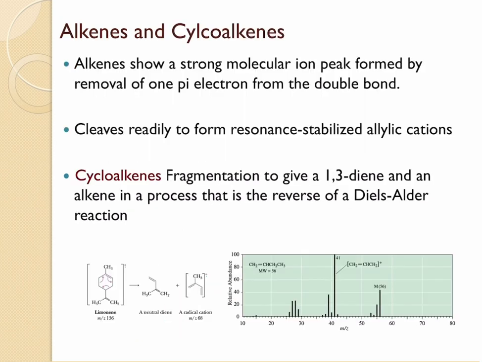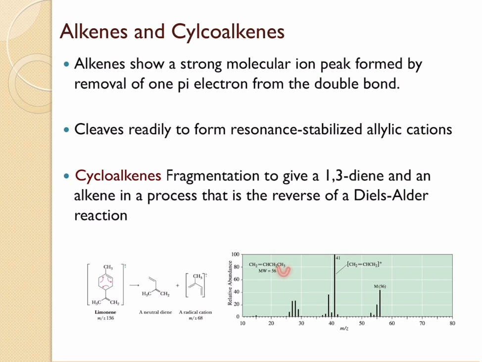Alkenes and cycloalkenes. Alkenes generally show a strong molecular ion peak, which is formed by the removal of one pi electron from the double bond. As you can see from here, this is the mass spectrum of 1-butene, which has a molecular weight of 56. And from the mass spectrum, it's very clear that there is a very strong molecular ion peak at M/Z value of 56. And apart from that, there is also one other peak. The peak at M/Z value of 41 is the base peak.